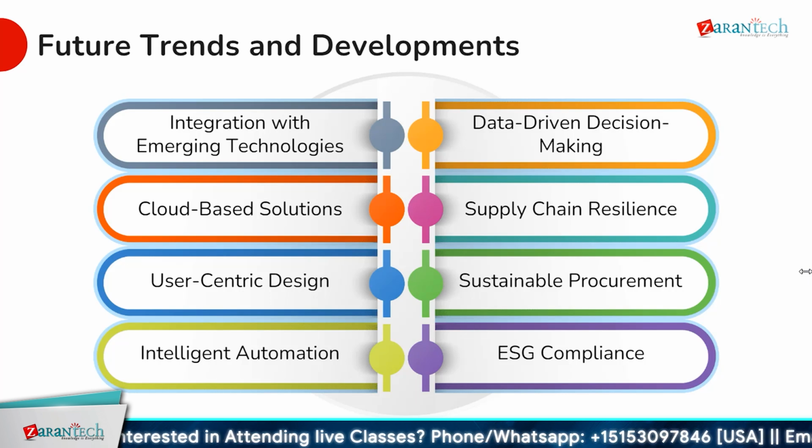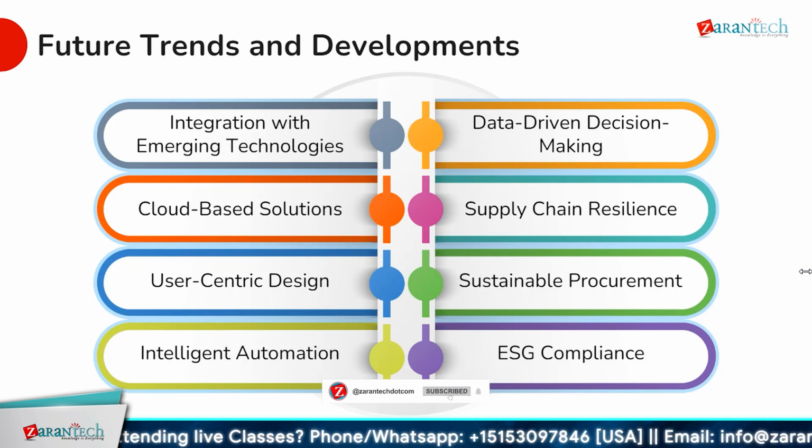Intelligent automation will streamline routine tasks such as purchase order creation and invoice processing, freeing up procurement professionals to focus on strategic activities. Data driven decision making will be enhanced through advanced analytics and real time insights, which enable organizations to optimize inventory levels, negotiate better contracts, and improve supplier performance.